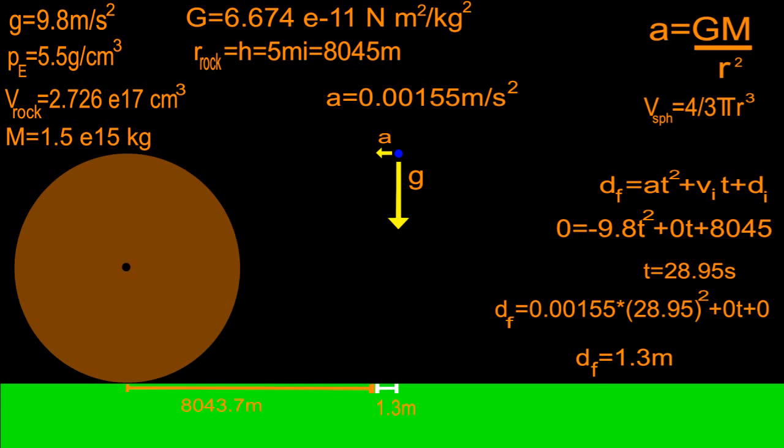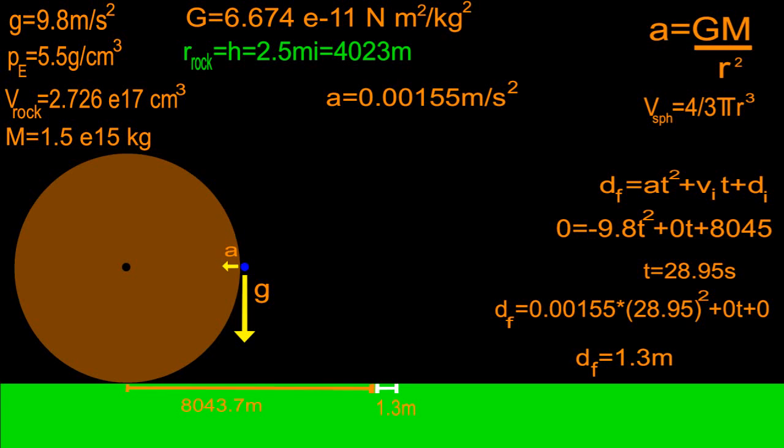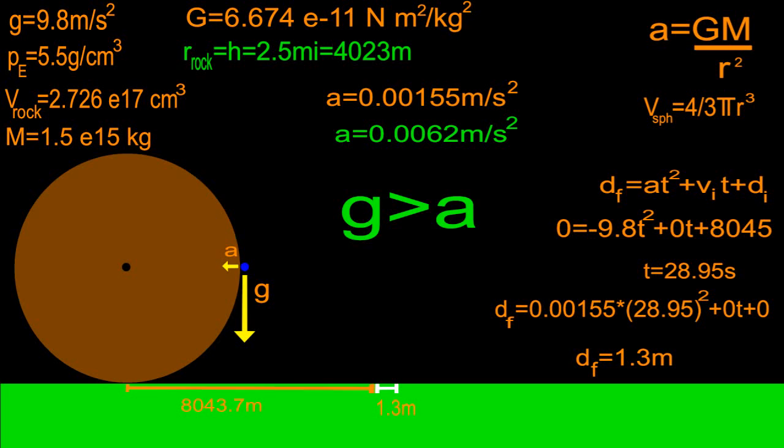But since in your example, you showed the marble right next to the rock as well as at a distance from it, let's say we drop it from right on the edge of the rock. That will change the radius to 2.5 miles. By cutting the radius in half, it will change the acceleration by multiplying it by 4, as can be understood by the relationship in the equation in the upper right. This will still give us an acceleration that is significantly smaller than that produced by the gravity of the Earth.